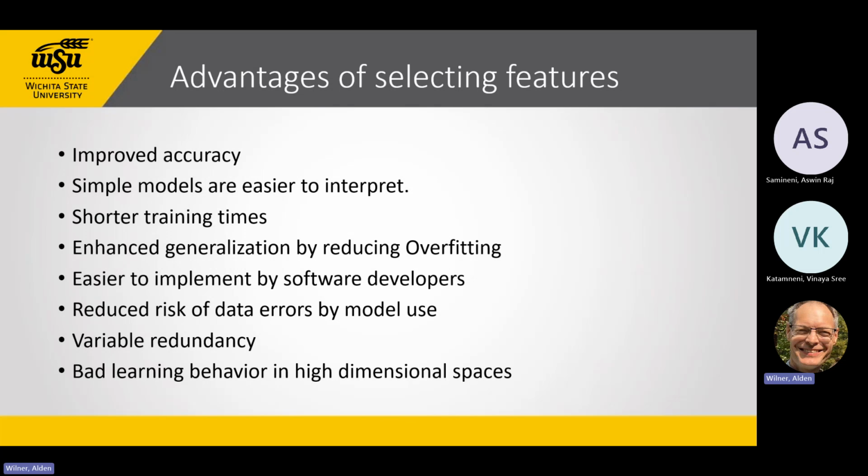Again, with too many features, it'll start memorizing little random fluctuations in there, right? So there's a higher risk of overfitting. It's easier to implement. It's a reduced risk of data errors. You eliminate variable redundancy. If you have two different features that are the same thing, you don't need them both in there. And of course, there's the issue of bad learning behavior in higher dimensional spaces, as we talk about.